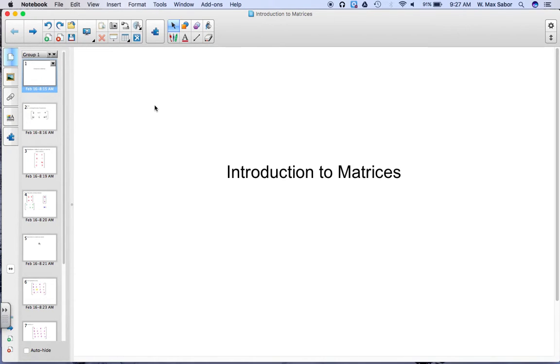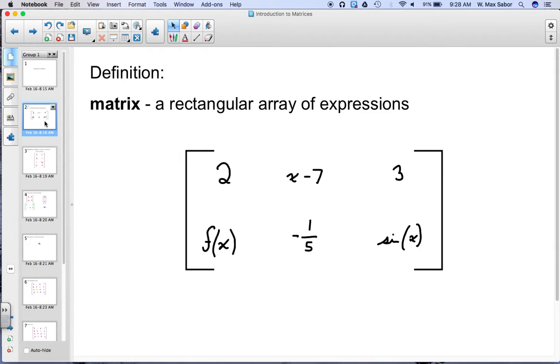Matrices. Today we're going to talk about what matrices are and the basics of how to recognize them and talk about them. So a matrix is a rectangular array of expressions. An array is just some sort of grid, and expressions meaning algebraic that we have. Well, not necessarily that they're all algebraic, but they could be numbers like 2.